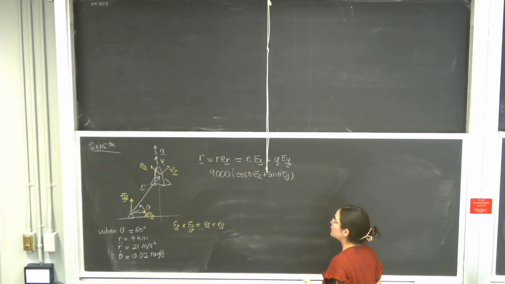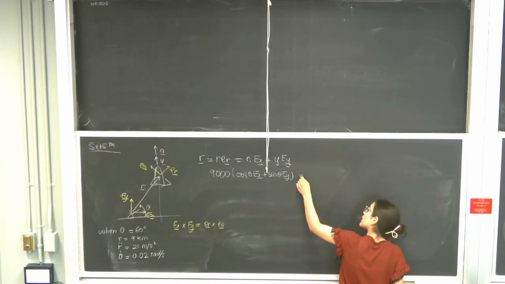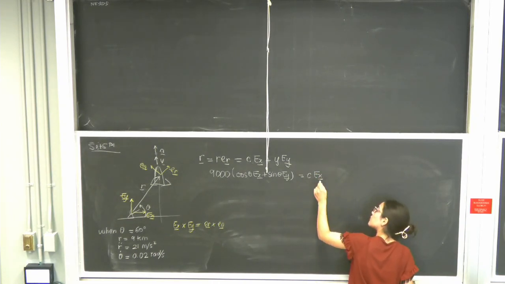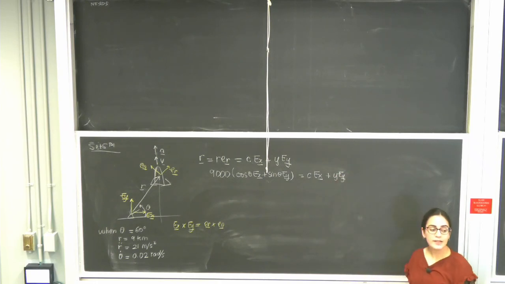And theta is given, right? It's 60 degrees. So x is a constant, c ex plus y ey. So can I figure out what c is? Yes. How?